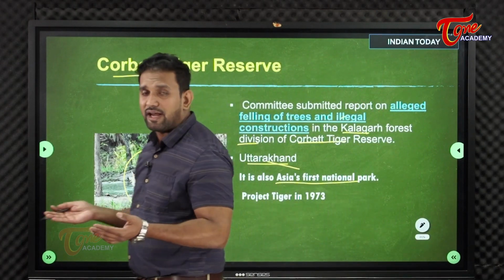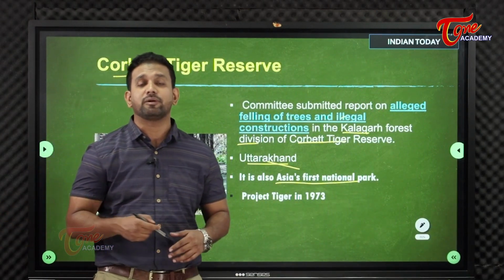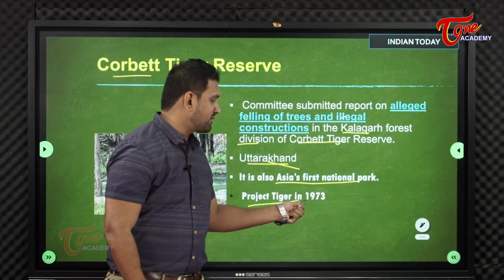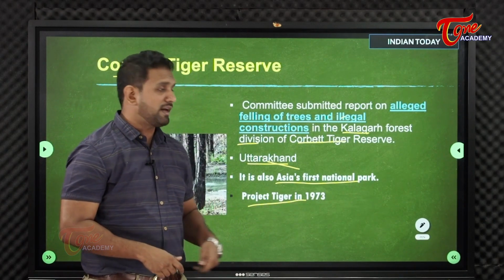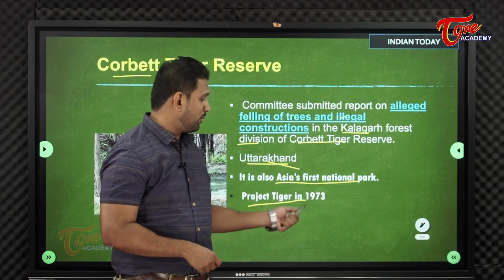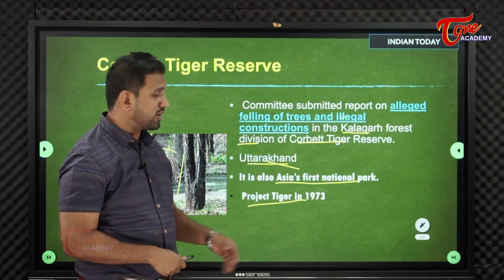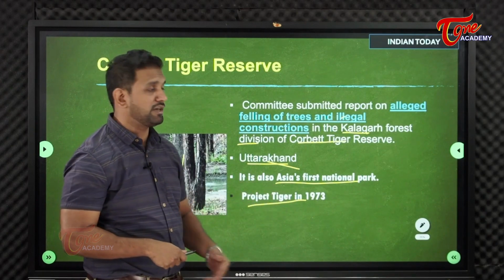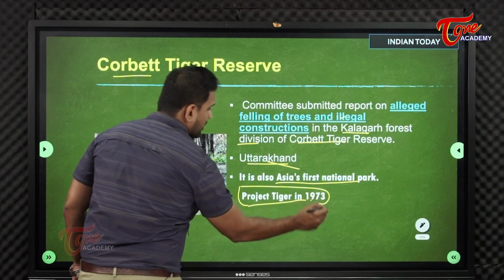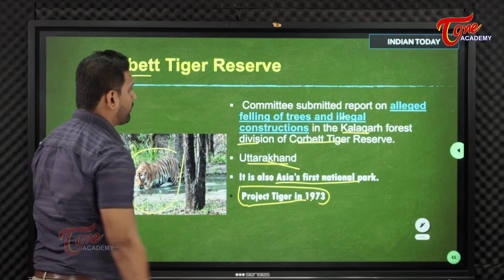And to protect the tiger species of our country, the government of India launched a project called Project Tiger in 1973. 1973, you can also correlate with the Keshavananda Bharati case, the very landmark case which gave rise to the doctrine of basic structure, also initiated in the year 1973 itself. So Project Tiger, to protect the tiger species of our country.